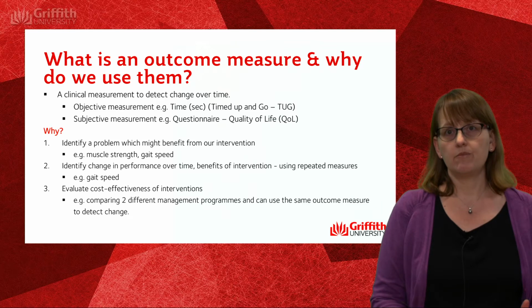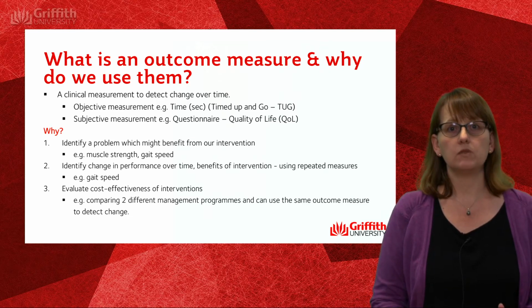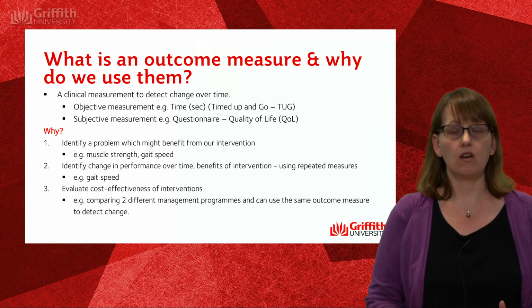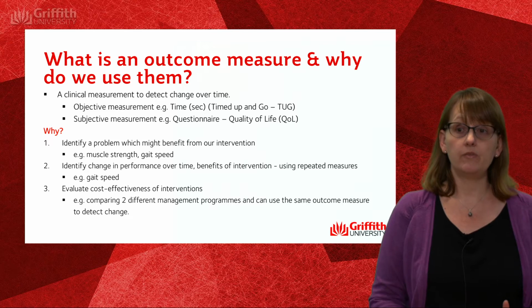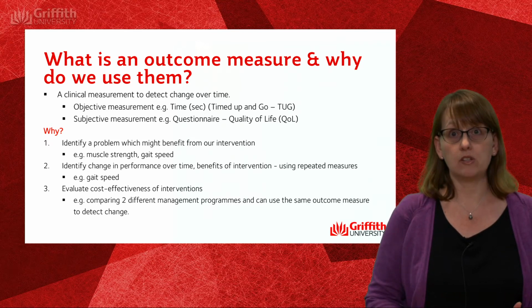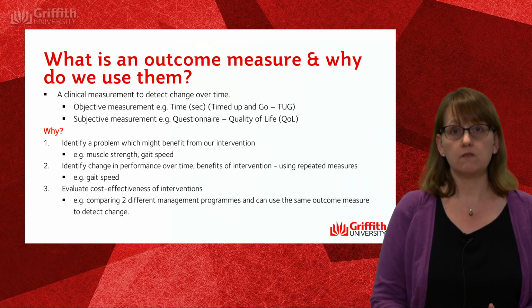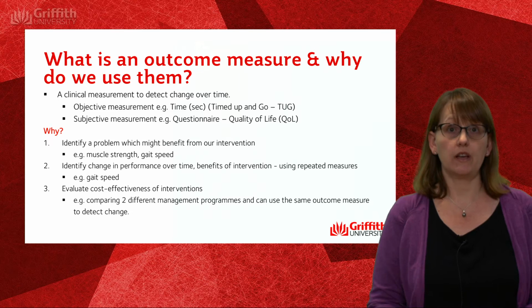So what is an outcome measure and why do we use them? It's a clinical measurement used to detect change over time. So an objective measurement, such as time, that we measure in seconds for an outcome measure such as the timed up and go test, or a subjective measure such as using questionnaires, such as the quality of life questionnaire.